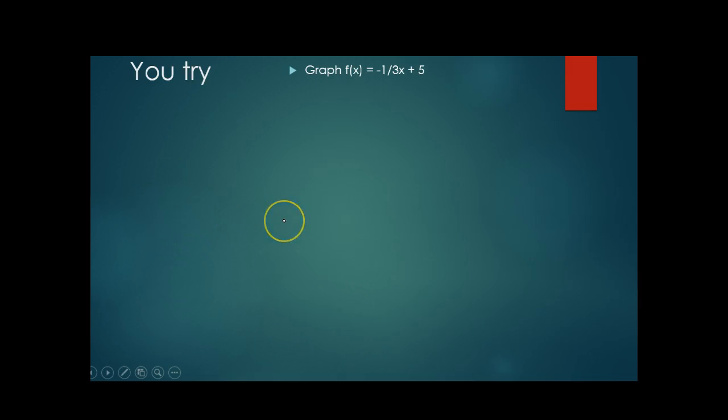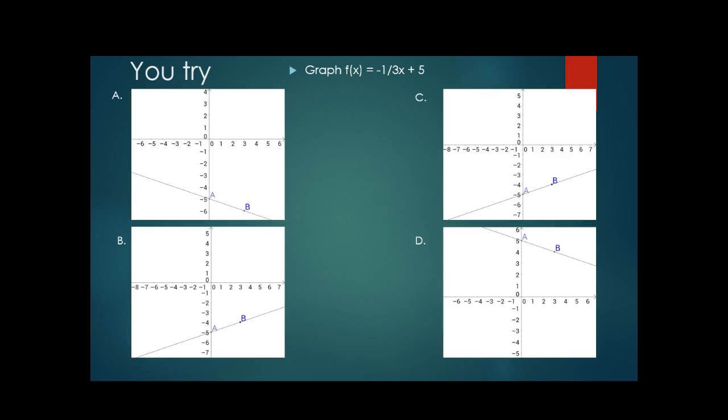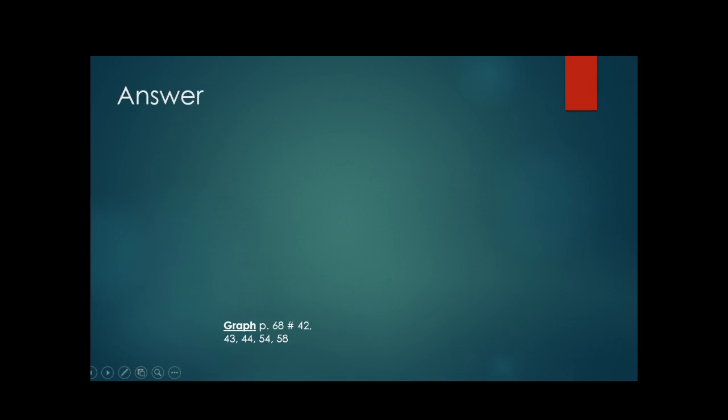So you try. f of x equals negative 1/3 x plus 5. That means our y-intercept is 5, and our slope is negative 1/3. Possible solutions. Graph it to find out. You're going to want to do page 68, numbers 42, 43, 44, 54, and 58 for practice on this section. And that's it for slope-intercept form and linear equations for Chapter 2, Section 2.